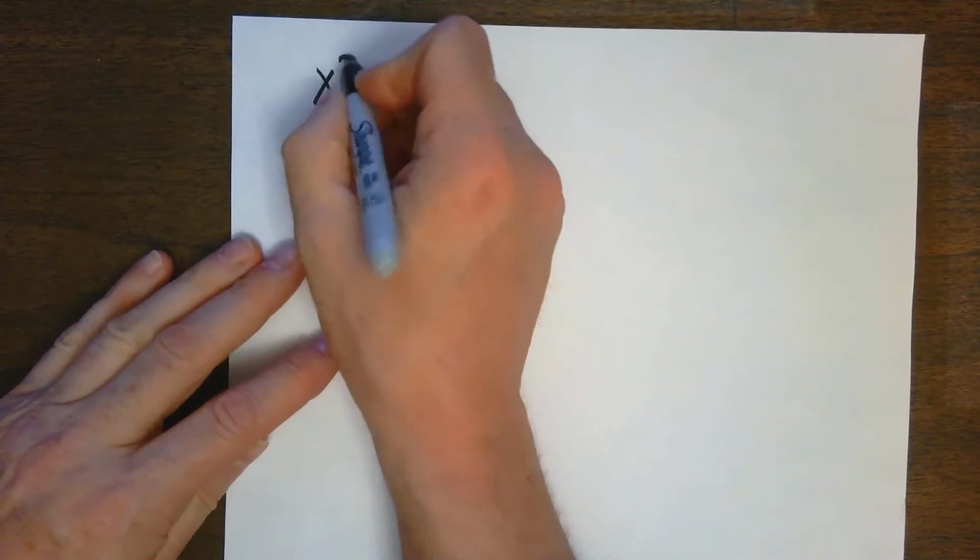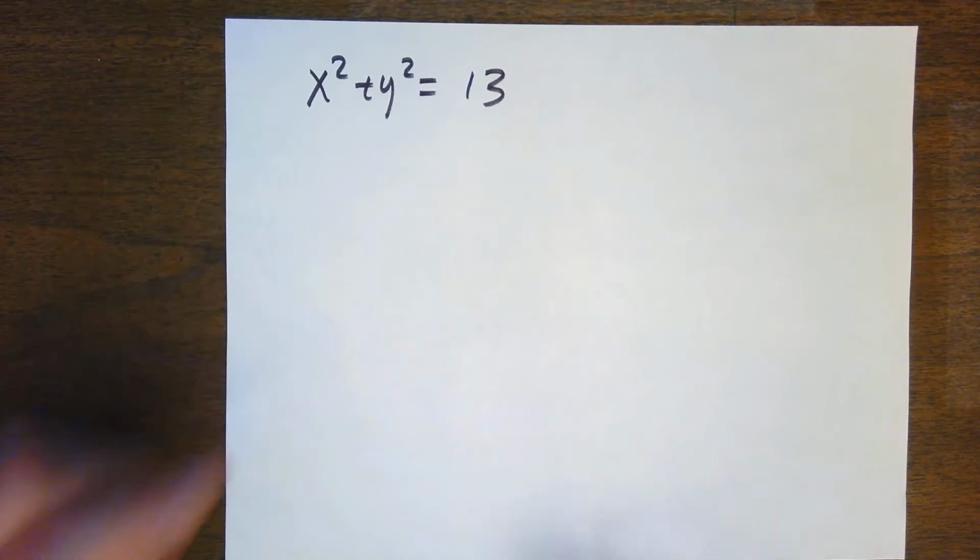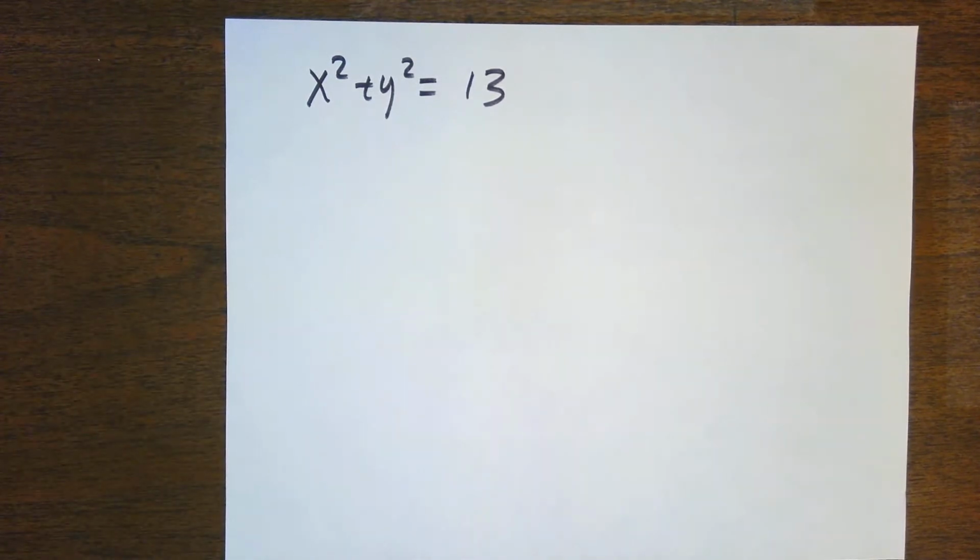Weirdly enough, it's easier to solve them algebraically than graphically. Sometimes graphing these things can be very awkward and very difficult. All right, let's take a look at a system here. For this particular system, I'm going to use a circle, x squared plus y squared equals 13. We should remember the equation of a circle from way back when.